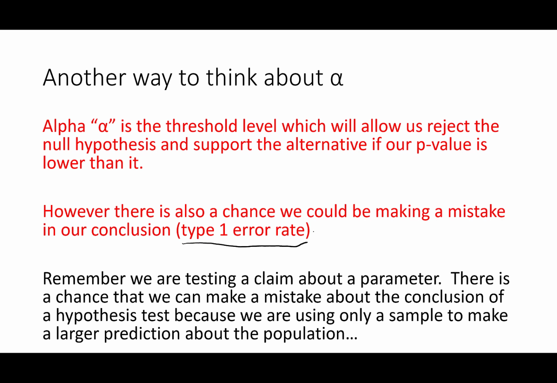It's possible for sure. It's very important to denote, regardless if we support HA or not, there's always a chance we're making a mistake. However, there's two different types of mistakes that we can make. One which is represented by alpha, which we call a type 1 error or a type 1 error rate. The other which is represented by beta, which is called a type 2 error rate. Let's see an example of a type 1 and a type 2 error in this situation.